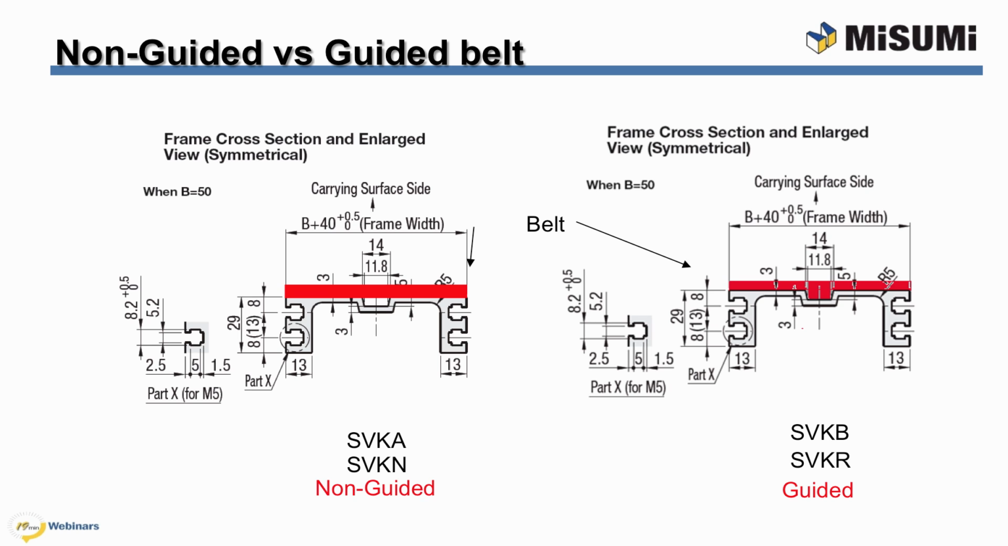Let's take a look at the main difference between using a non-guided versus a guided belt. As we can see with the non-guided version such as the SVKA and SVKN series, the belt does not fill the aluminum extrusion gap.